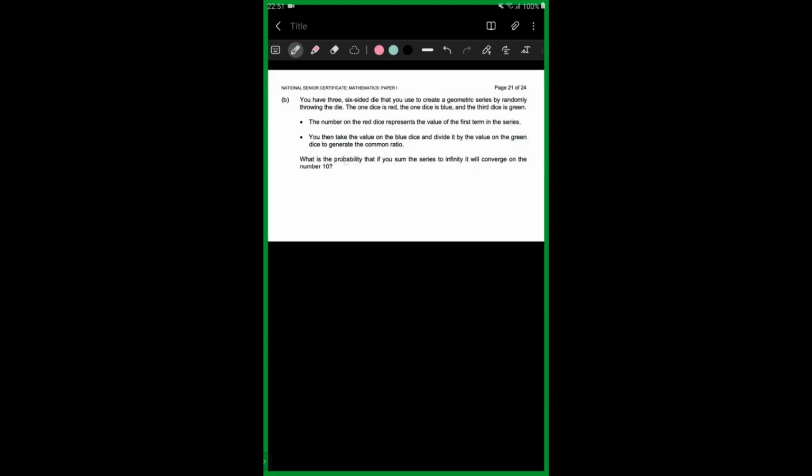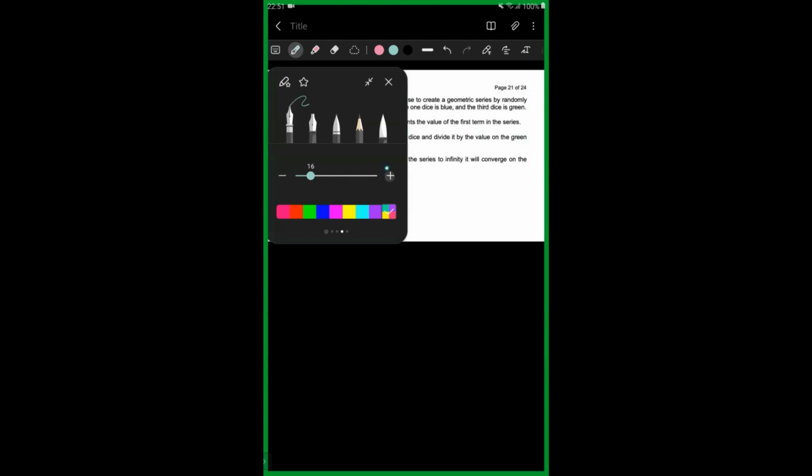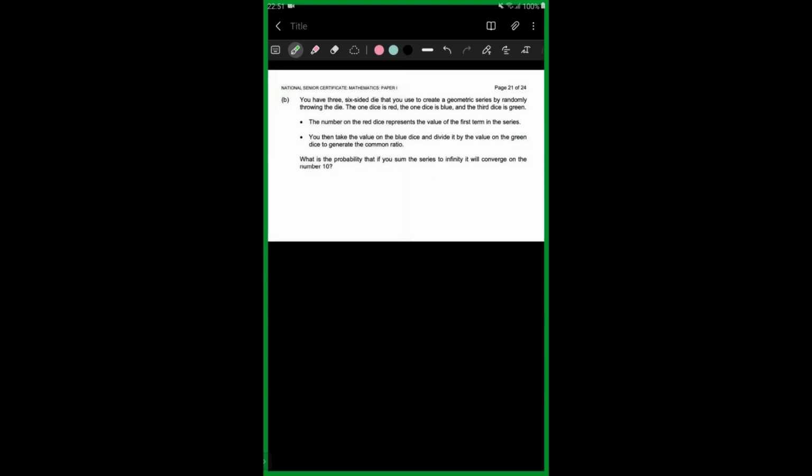This question just seems so crazy. It literally doesn't seem like it makes sense. But obviously, the only thing to do is to read it from the beginning. It says you have three six-sided dice, right? That you use to create a geometric series by randomly throwing the dice. Okay. Then it says the one die is red, the one die is blue, and so on.